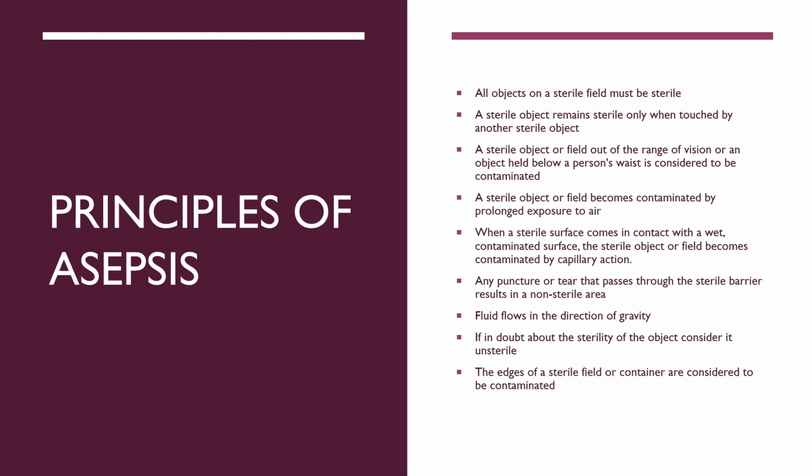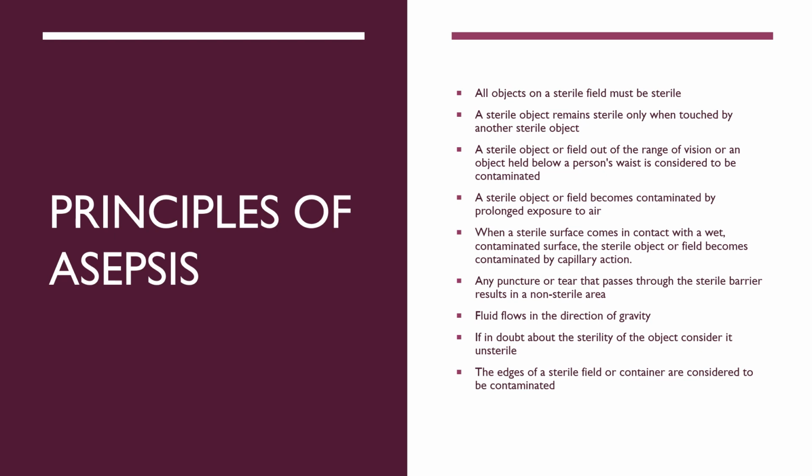A sterile field or object out of vision is considered contaminated. So the area below your waist and your back is considered contaminated. While performing the procedure, it is important that you do not turn your back to your sterile field. Next, prolonged exposure to air and contact with a wet object can contaminate the sterile field using capillary action. So avoid spilling any fluids over your sterile area. Any puncture or tear through the sterile area can break the sterile barrier as well.